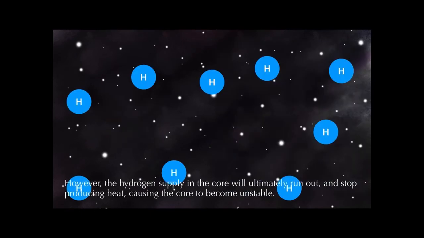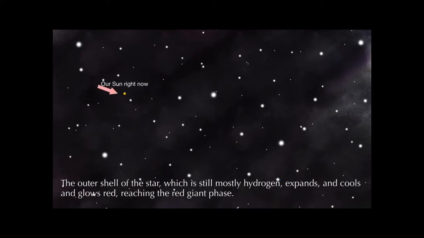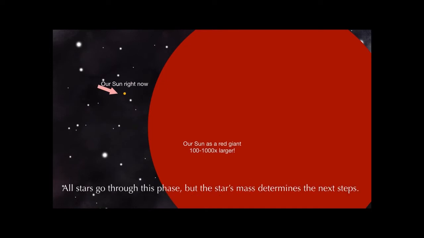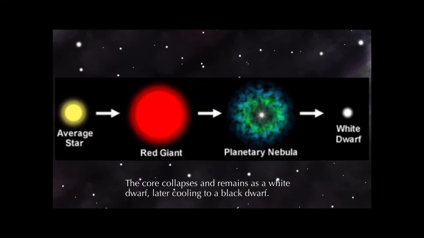However, the hydrogen supply in the core will ultimately run out and stop producing heat, causing the core to become unstable. The outer shell of the star, which is still mostly hydrogen, expands and cools and glows red, reaching the red giant phase. All stars go through this phase, but the star's mass determines the next steps. Smaller stars, like the sun, cool down and stop glowing, and the outer layers are expelled, forming a planetary nebula. The core collapses and remains as a white dwarf, later cooling to a black dwarf.